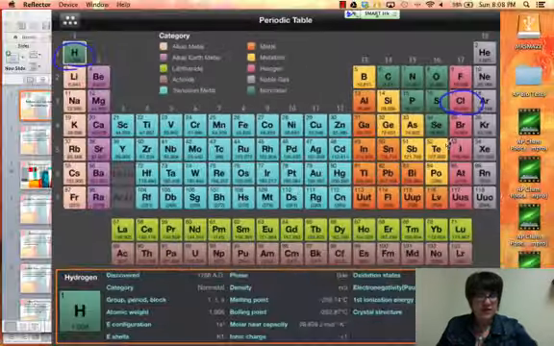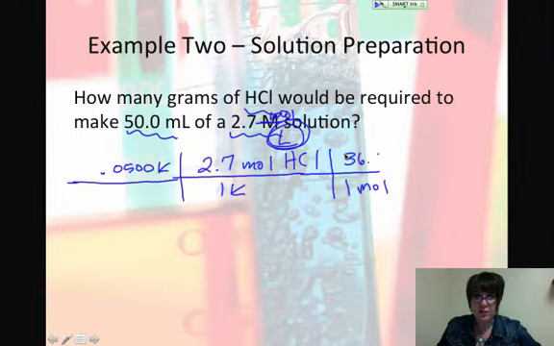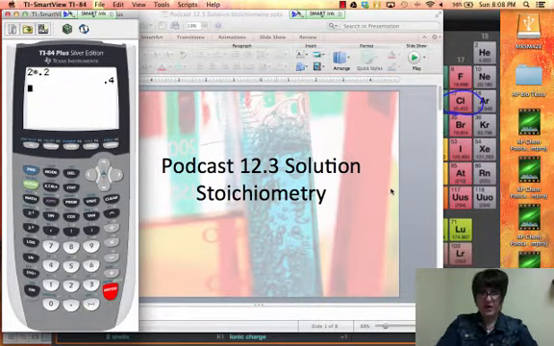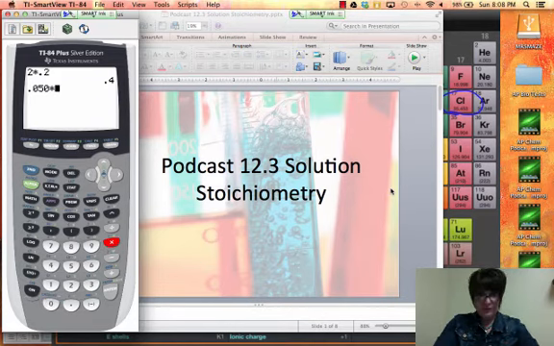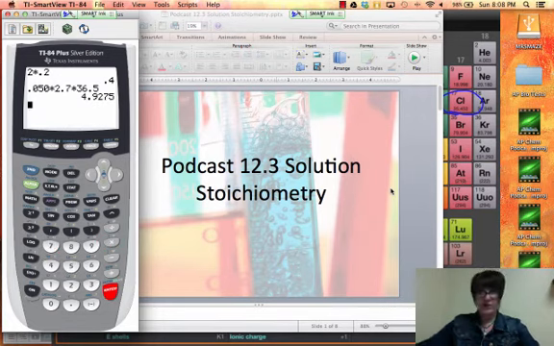So let's add those two together. So that's 36.5 grams per mole. Then we work out the math. Time for a calculator. So I had 0.050 times 2.7 times 36.5 grams per mole. And we divide by the bottom, which is just 1.